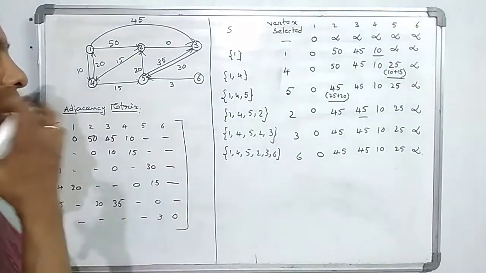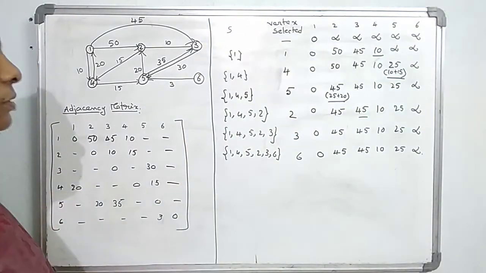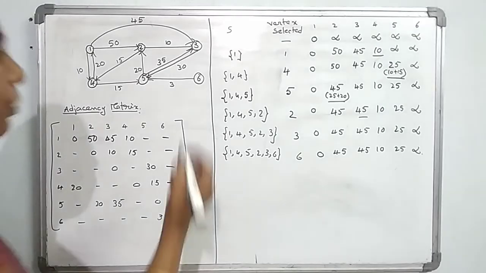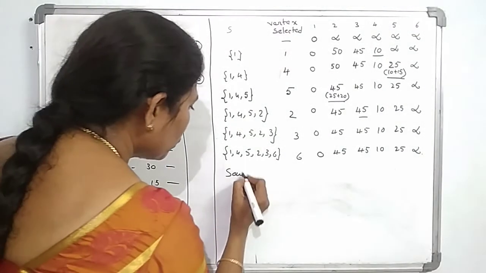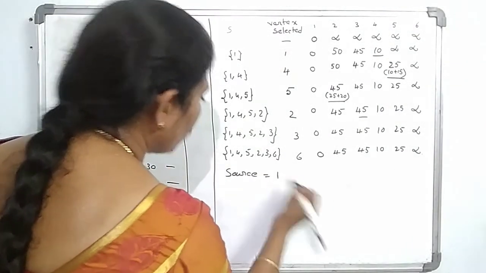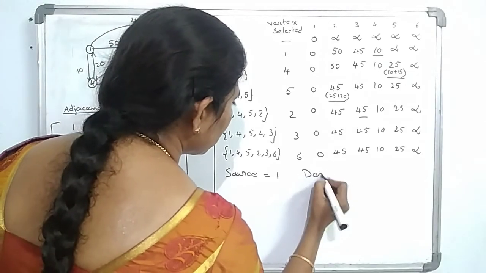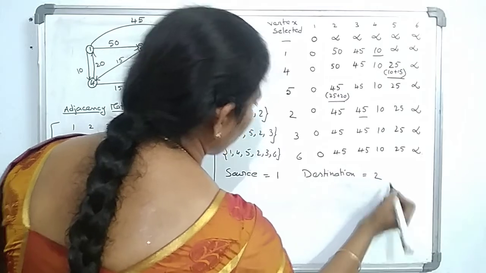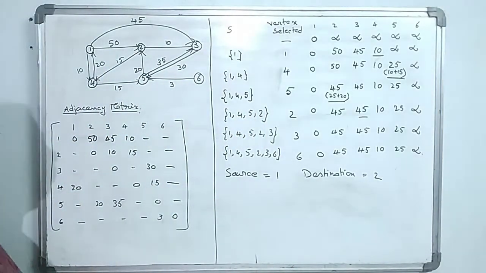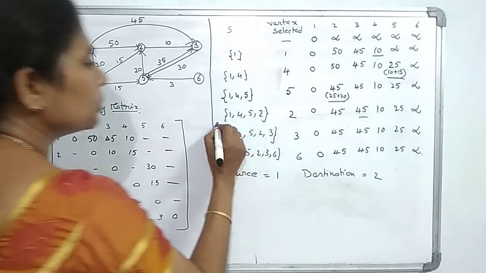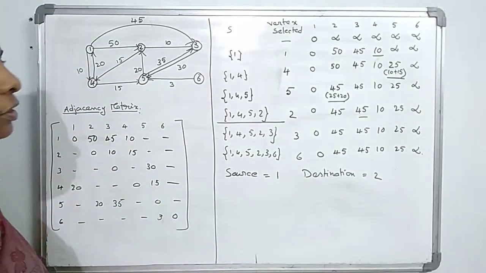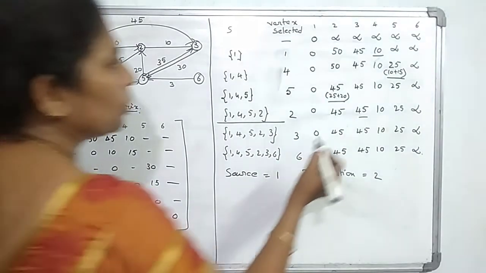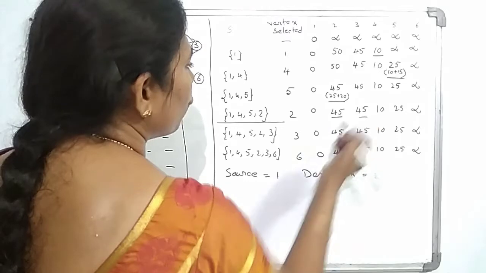What are the paths you are having from all the vertices? But in that we are taking the source as node 1 and the destination as node 2. So in that we want to find out the 1 to 2. So 1 to 2 means this is the path you are having. So if you are taking the 1 to 2, in that you are having the cost 45.